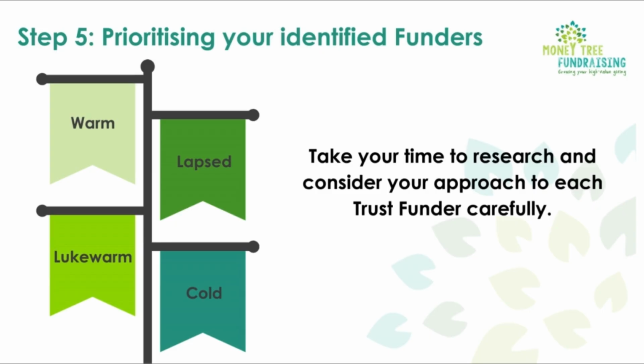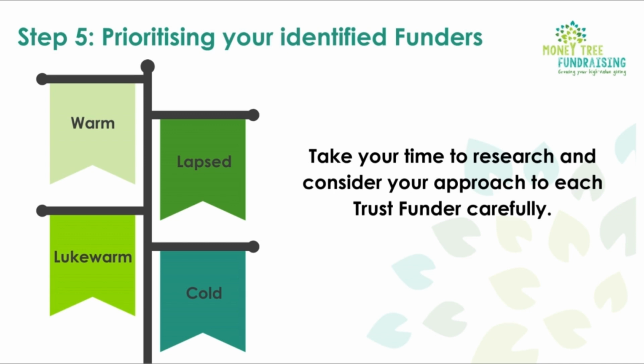Now that you've identified some potential trust funders, the next step is to prioritise them. Not all trust funders should be applied to in the same way, so take your time to consider your next steps carefully. Some will require more relationship building than others. A useful approach is to categorise your funders into 4 groups: warm, lapsed, lukewarm, and cold.